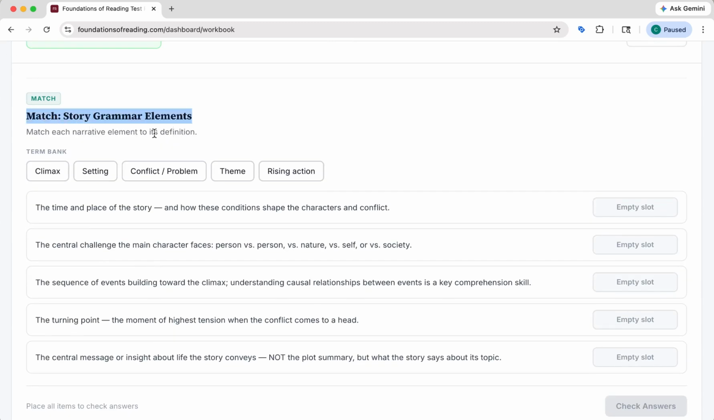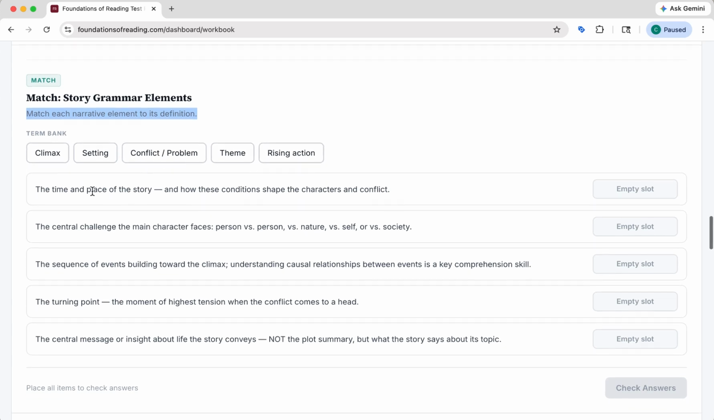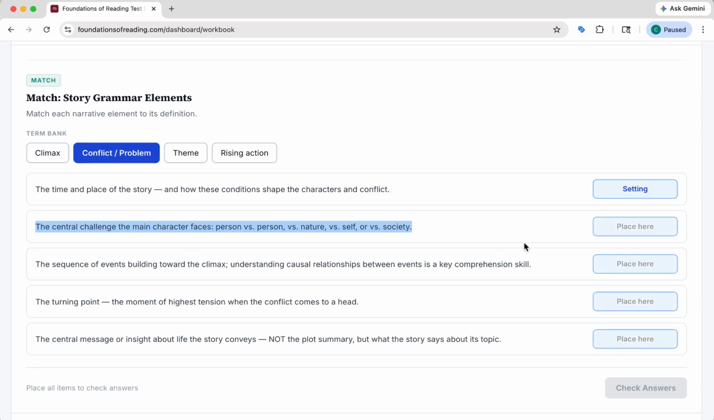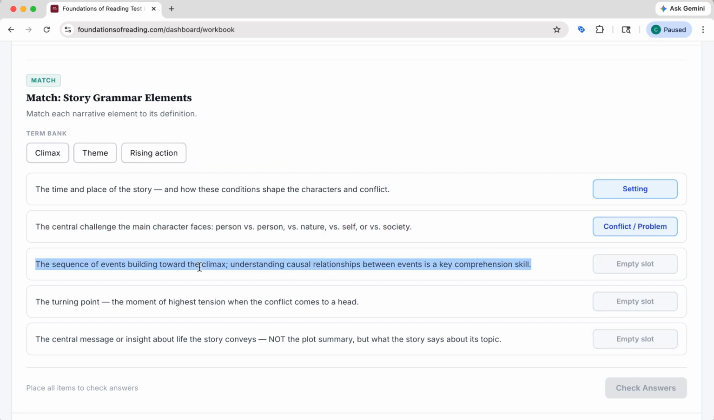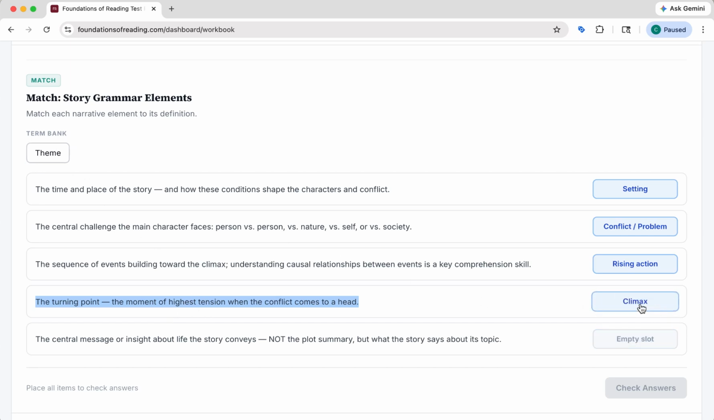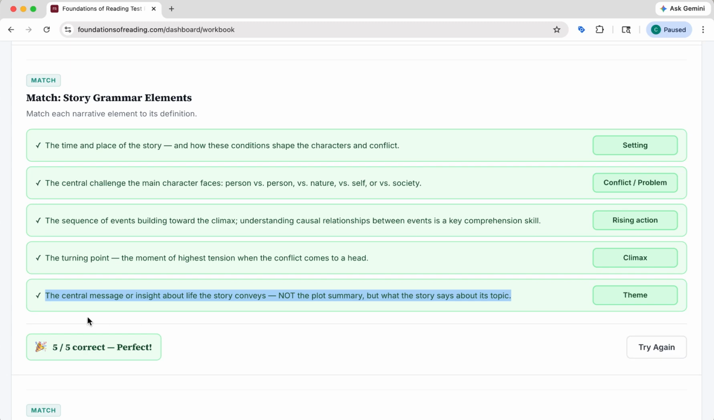Next up, we need to match story grammar elements. So the job here is to match each narrative element, climax, setting, conflict, problem, theme, or rising action to its definition. The time and place of the story is the setting. The central challenge that the main character faces is the conflict, the problem. The sequence of events building toward the climax is the rising action. The turning point, the moment of highest tension, is the climax. And the central message or insight is the theme. Let's check it. 5 out of 5.